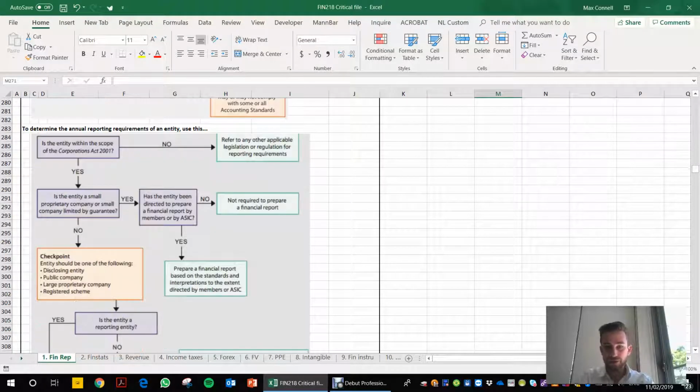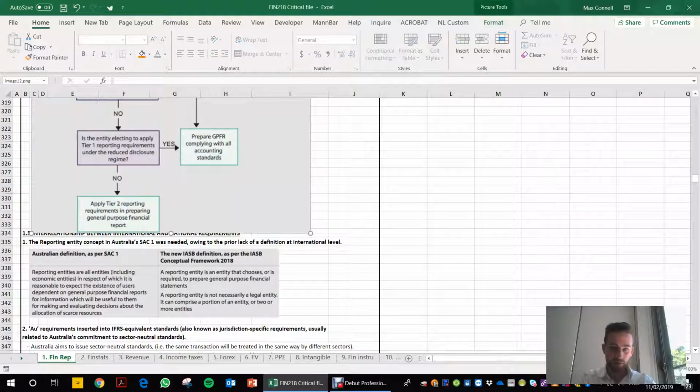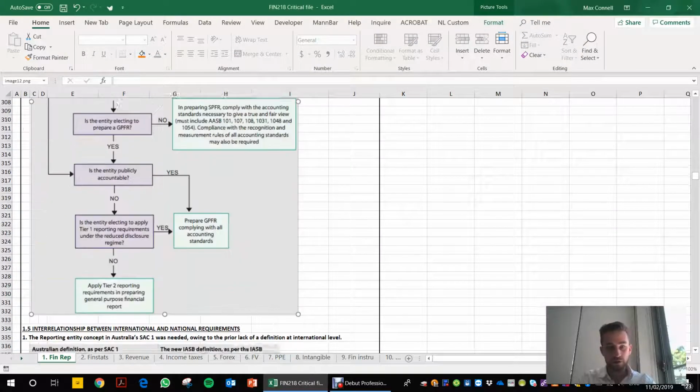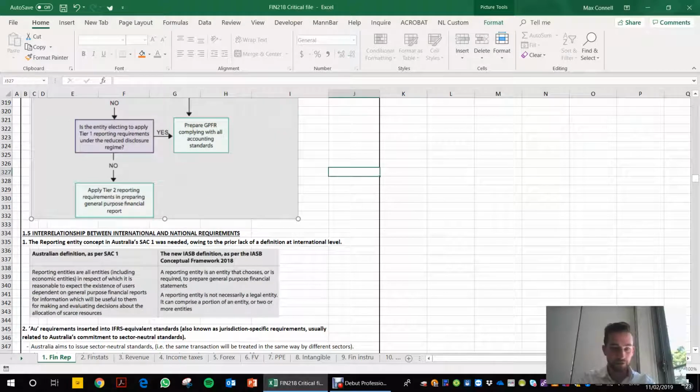So this is just a flow chart which basically summarizes what we just talked about, which you can use to figure out whether it's general purpose or special purpose reporting, whether it's a disclosing entity or not. However, it's just summarizing what I've already said. And if you've understood what I've just told you, you don't necessarily need to follow this flow chart. But if you prefer to think in that kind of context, please go ahead and use this.